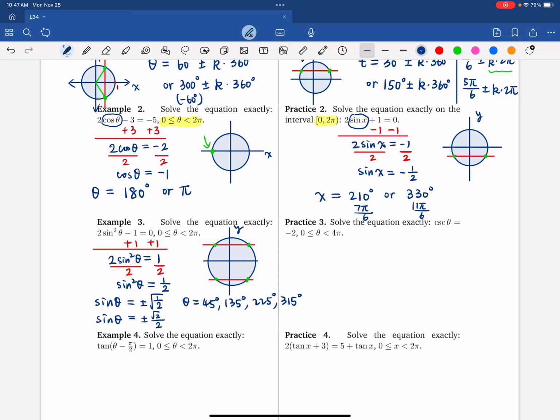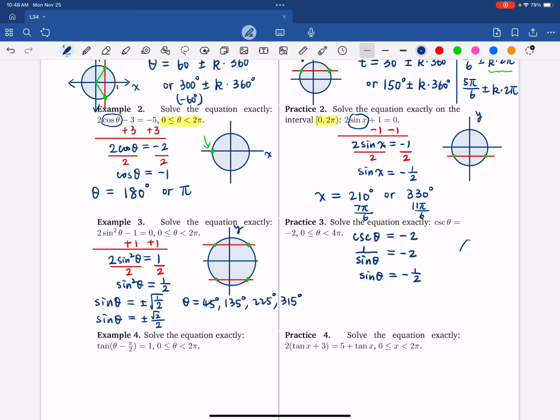Okay, so practice 3, solve this equation exactly. This one is cosecant, right? Cosecant is kind of different because we usually don't use it that much. So I recommend that you change it to a trig function that you are familiar with. By definition, cosecant is the reciprocal of sine. So we're going to rewrite that as 1 over sine of theta equals -2. And then we're going to take a reciprocal on both sides. So that means sine of theta is -1/2. That's how I got sine of theta is -1 over 2.